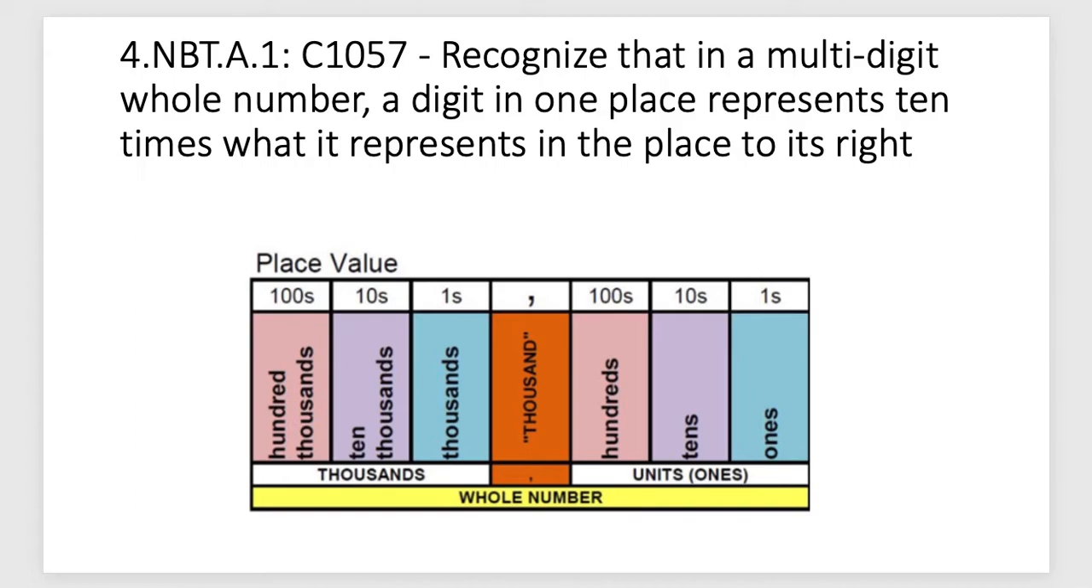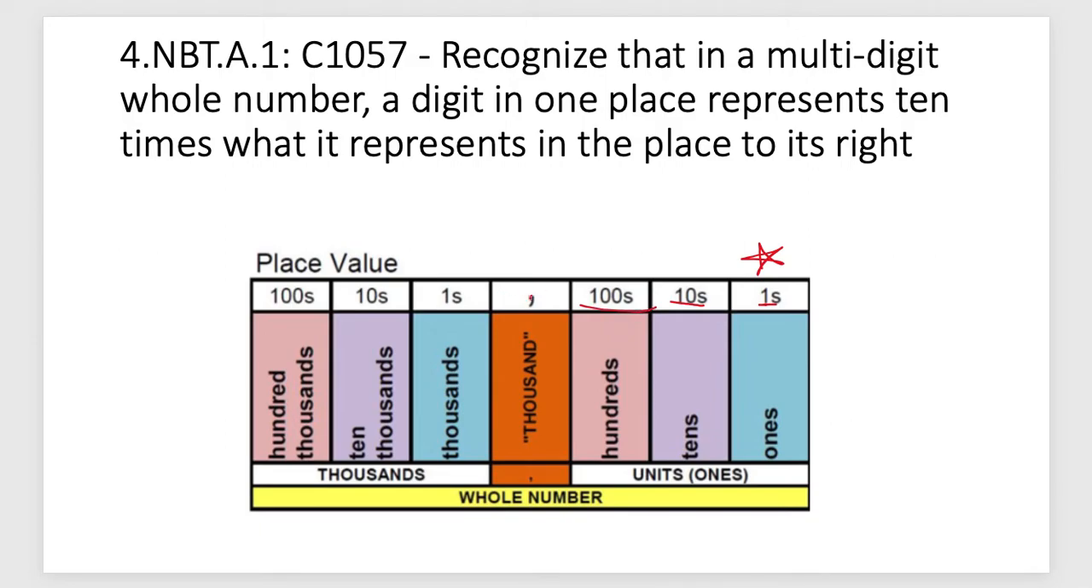Oops, I need to get my little drawing thing. So this is the ones place. Now, each place that you go to the left, you're multiplying by 10. So 1 times 10 is 10. 10 times 10 is 100.